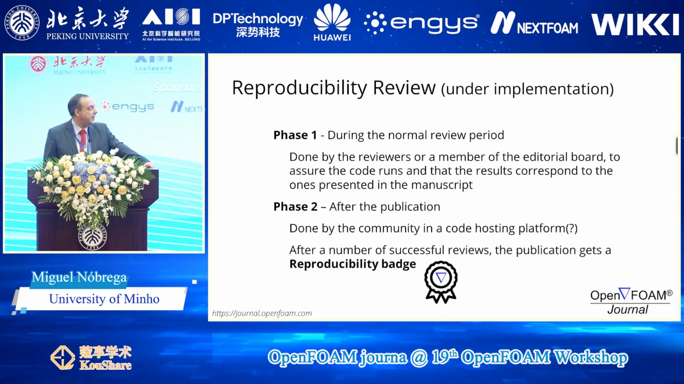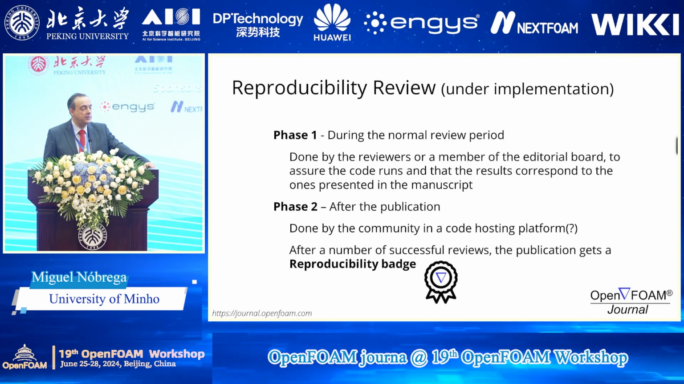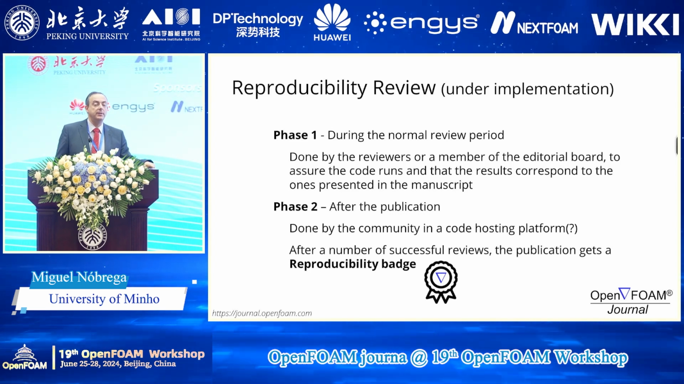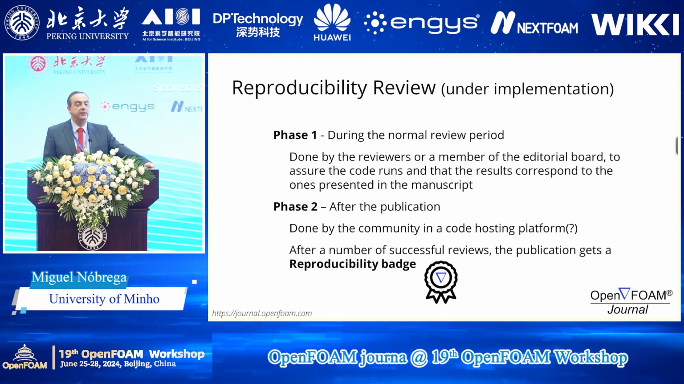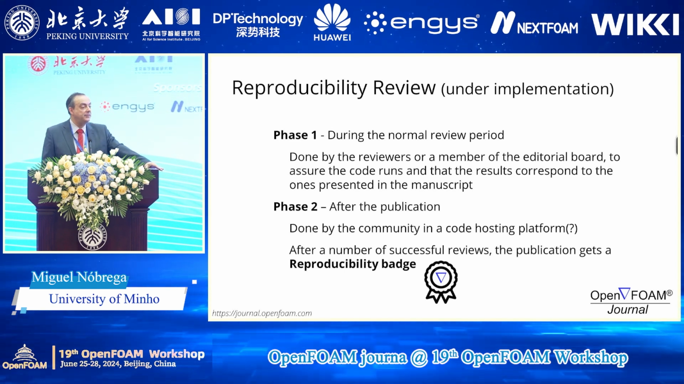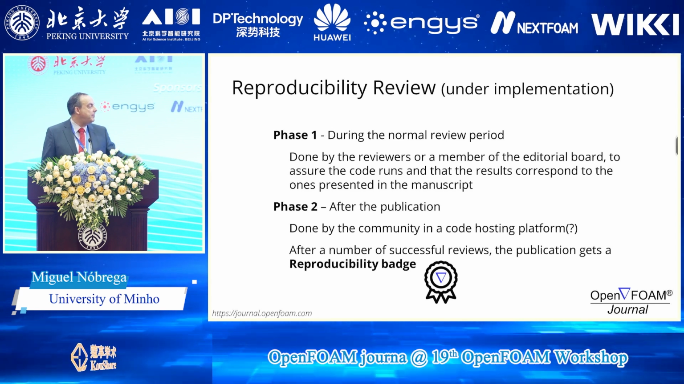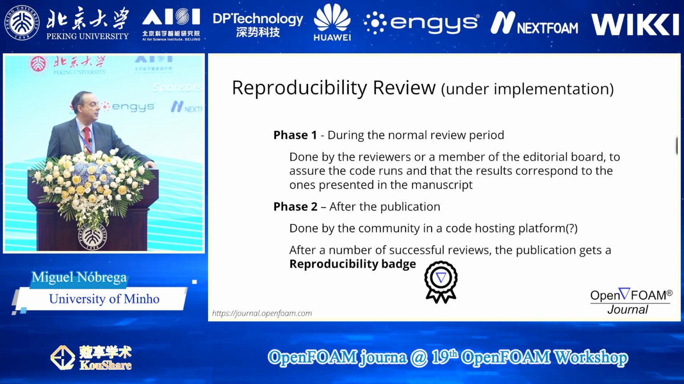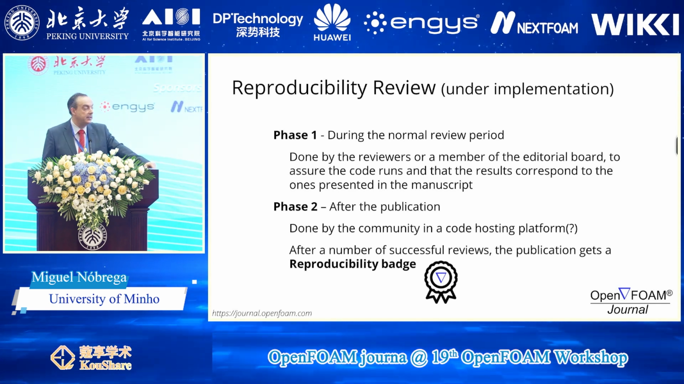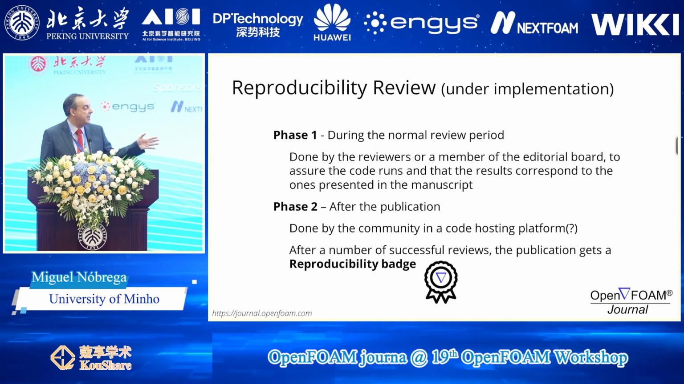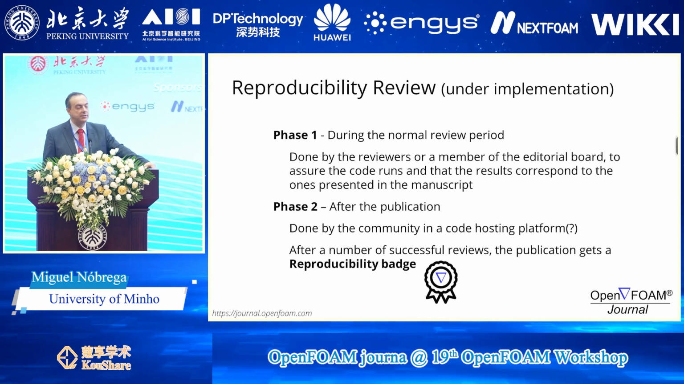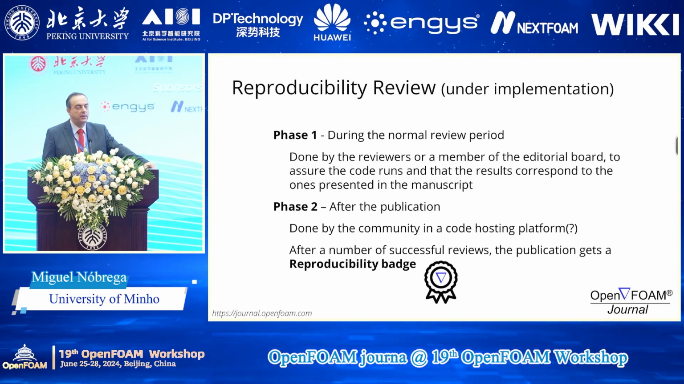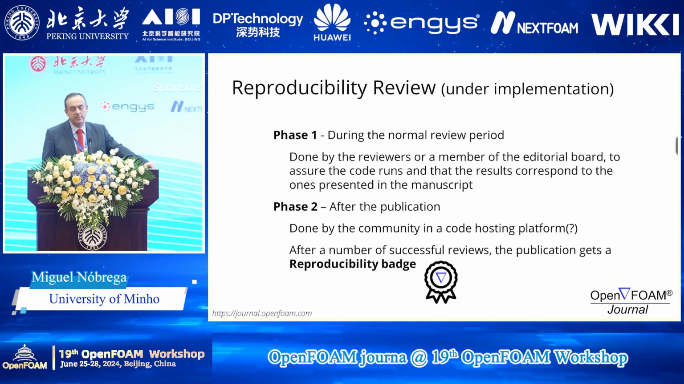What we expect to have soon is a second phase that, in addition to the phase 1 reproducibility check, will involve the community as well. So after publication, every paper will have an open phase of reproducibility check by the community. And the purpose is to have, after a number of successful reviews, the paper receive the reproducibility badge.